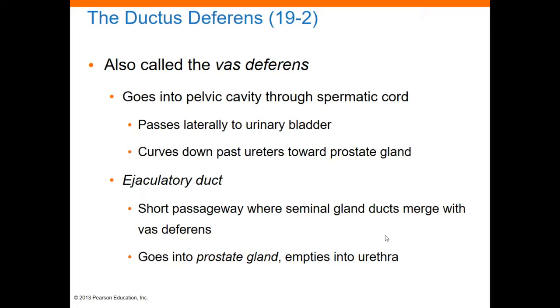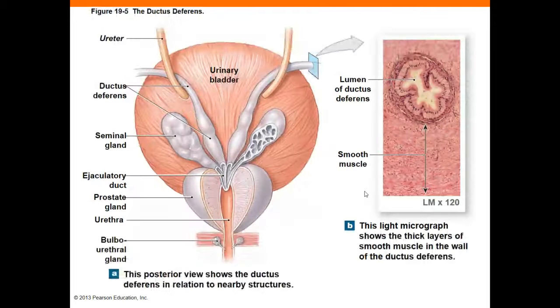So once they leave the epididymis, they go into the ductus deferens or the vas deferens, and there is what we refer to as the spermatic cord, which is what allows the vas deferens and some blood vessels to get back up into the pelvic cavity. It passes right beside the urinary bladder and kind of curves around behind or posterior to the bladder. And we have the seminal gland ducts merging with the vas deferens at what we call the ejaculatory duct, which, like I mentioned, goes into the prostate gland and empties into the urethra.